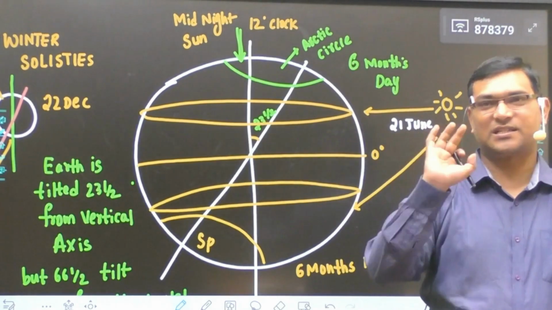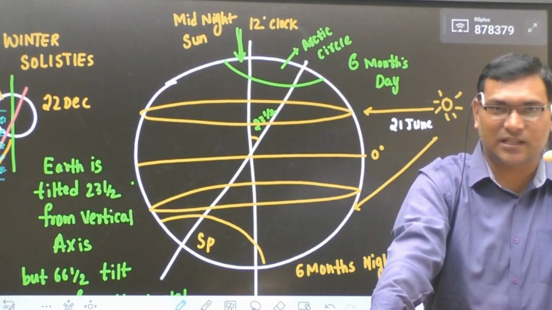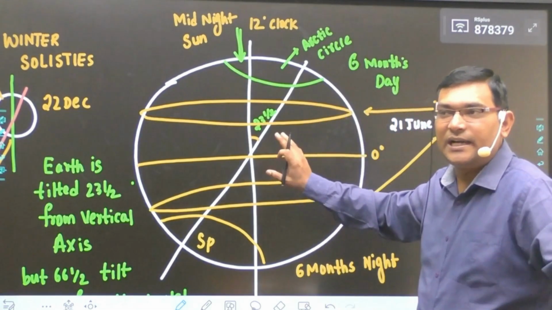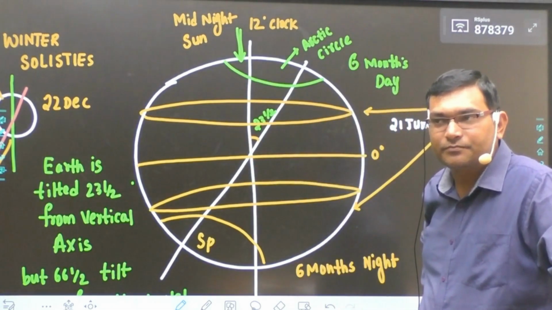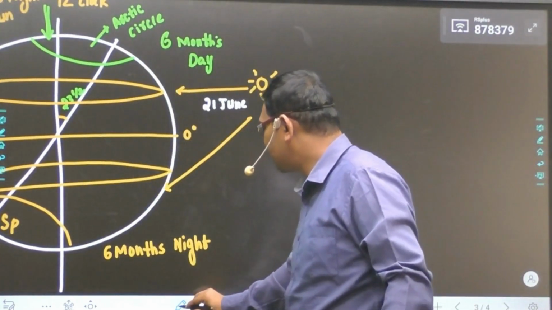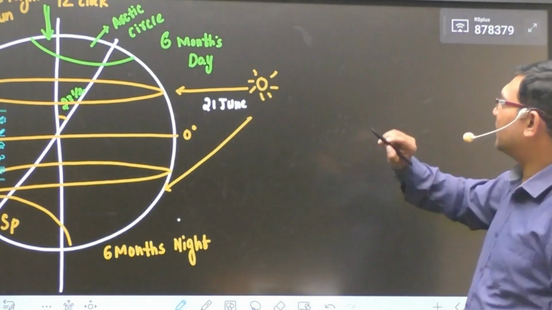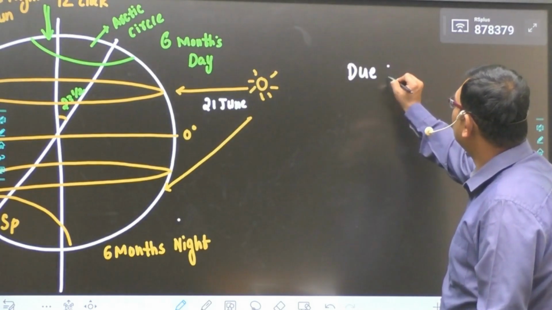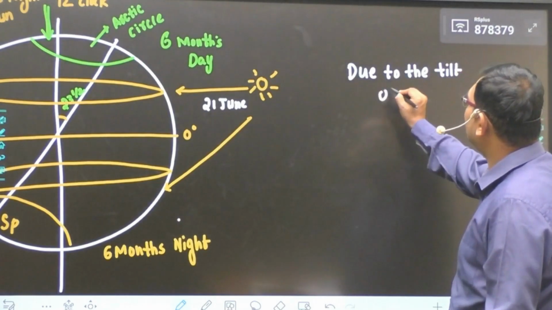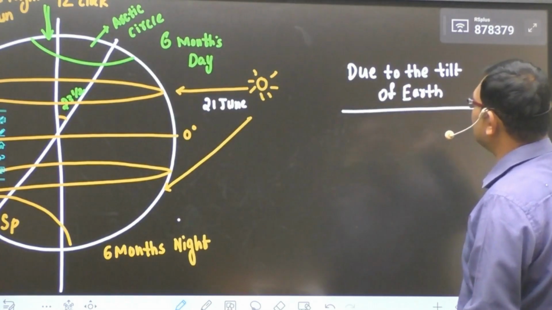Now, the Earth is tilted at 23.5 degree. What is the significance of this? Now tell me. We have to study the relevance. What is the significance or relevance of the Earth when it is tilted? See here. Due to the tilt of the Earth, what is the significance?